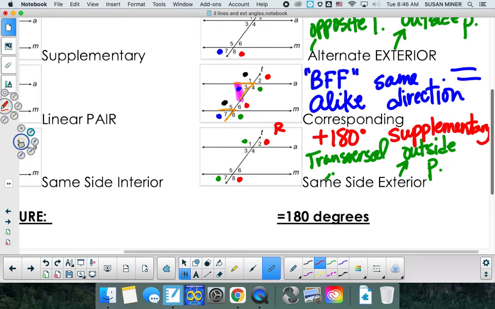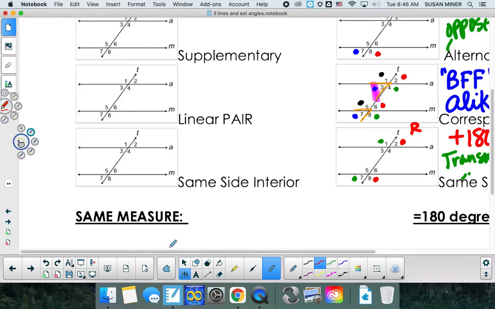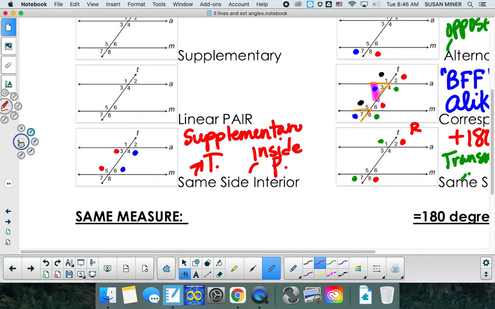Okay. Let's move back over here. Same side interior angles. So same side of the transversal. I'm just going to put T for transversal. And interior means inside the parallel lines. P for parallel. An example would be 4 and 6. Now you can see we are in between the two parallel lines. Another example would be 3 and 5. And those also are supplementary. They add up to 180 degrees.